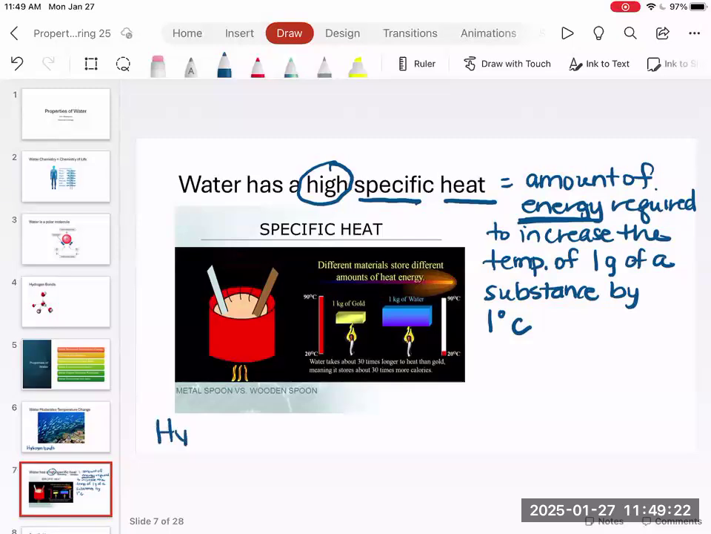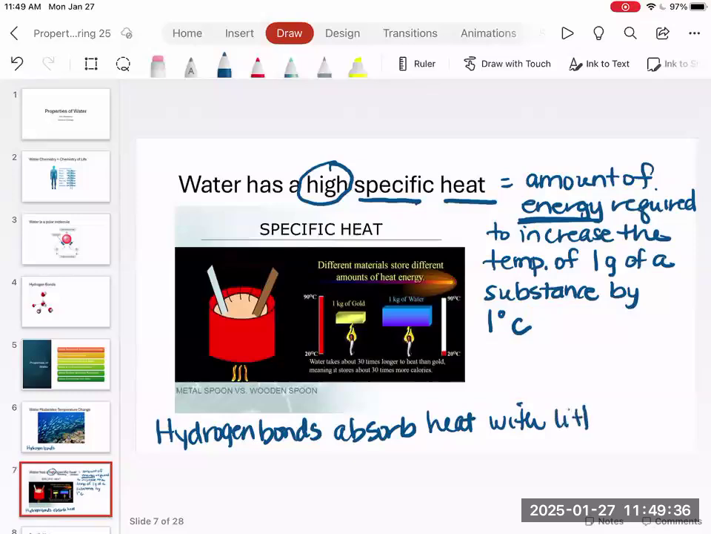So hydrogen bonds absorb heat with little change in the water temperature. Sorry, I ran out of room here. Again, I'm going to abbreviate it temp.